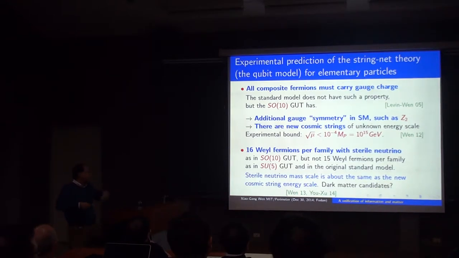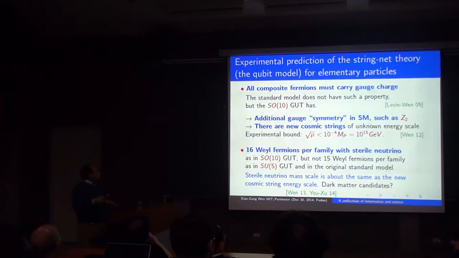There are two falsifiable predictions. One prediction is that in this string-net theory, all the composite fermions must carry gauge charge. We know that in the standard model, all the elementary fermions carry gauge charge. However, the composite fermion may be totally neutral. So the standard model does not agree with this picture. Basically, the string-net theory says the standard model is wrong.